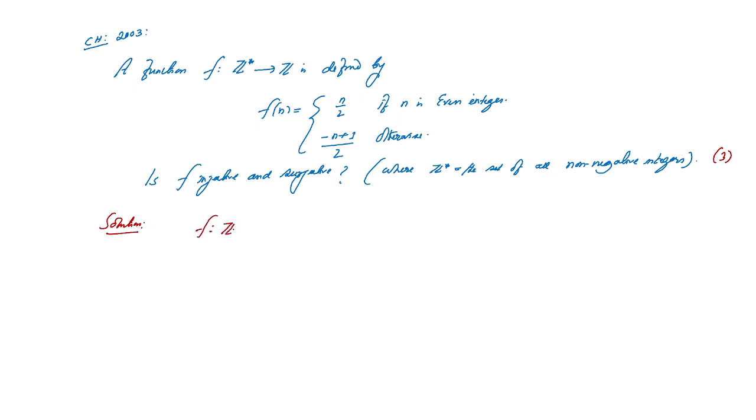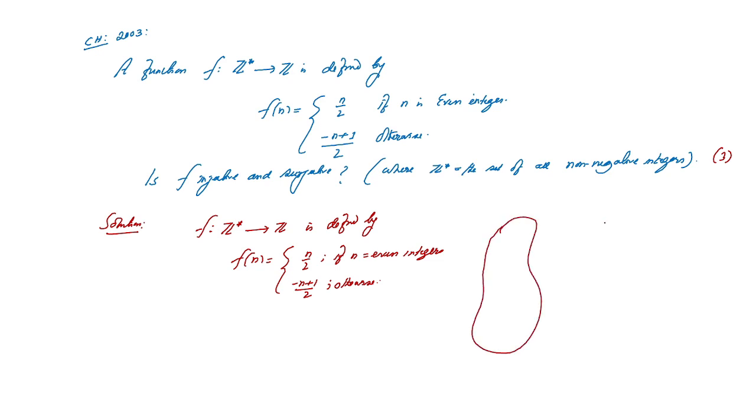So what is exactly given? Z star to Z is defined by f of n equals n by 2 if n is an even integer. Otherwise, when n is odd, that will be minus n plus 1 by 2. So this is basically otherwise, that means n is an odd integer. First we will check if f is injective or not, and next we will check if f is surjective or not.